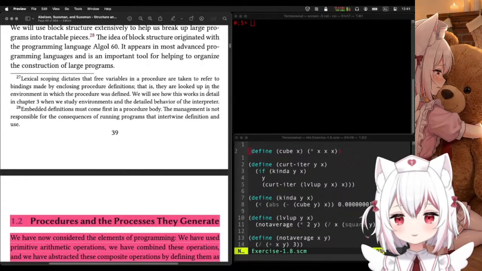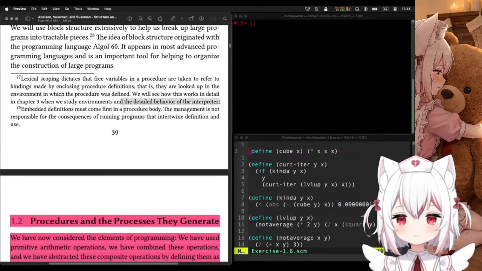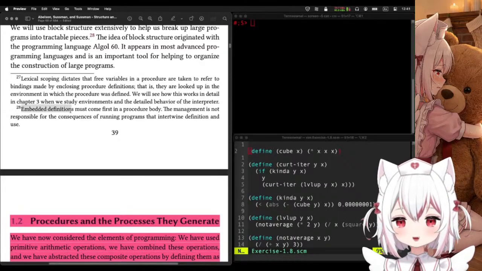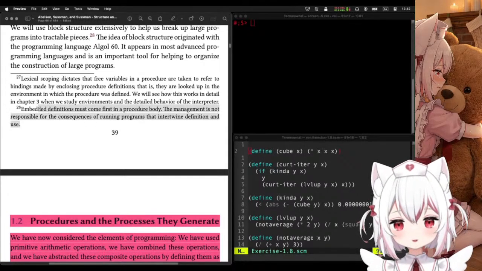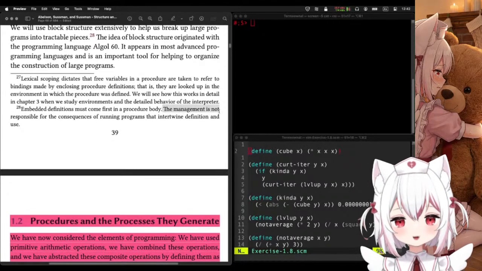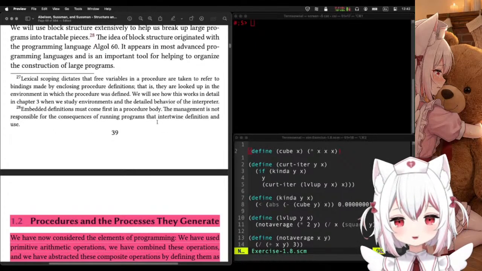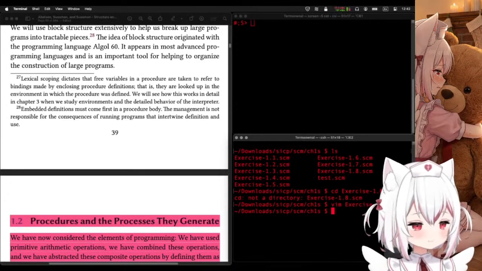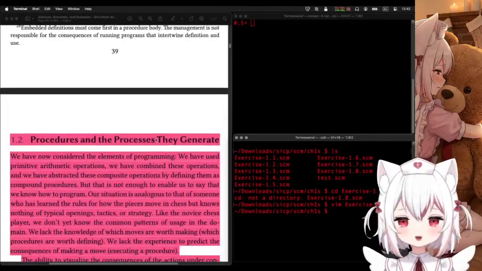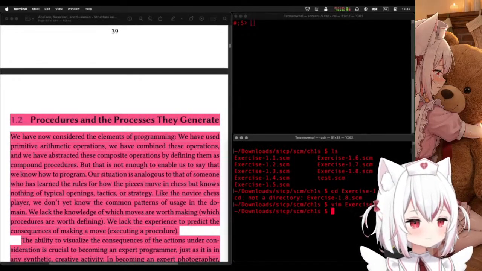We will see how this works in detail in Chapter 3 when we study environments and the detailed behavior of the interpreter. Embedded definitions must come first in a procedure body. The management is not responsible for consequences of running programs that intertwine definitions and use. Uh-oh.